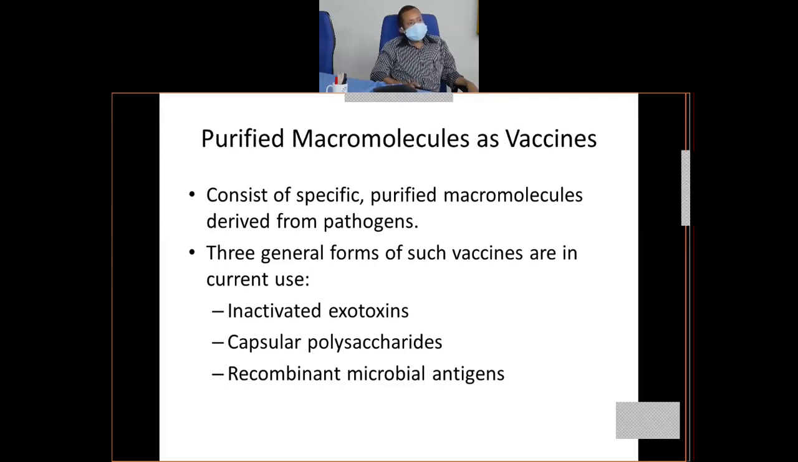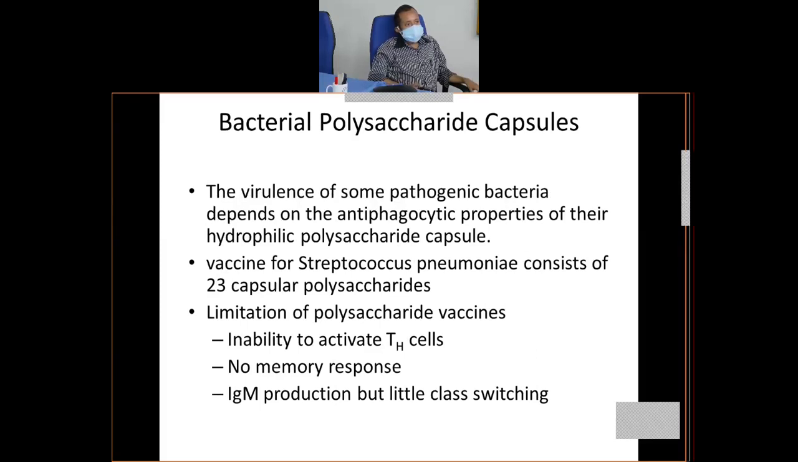Then the last one, purified macromolecules. In the live attenuated vaccines or killed vaccines, we are using the virus or pathogen as a whole. Here, we are not using the whole pathogen. We are using a part of the pathogen. So basically, it can be exotoxins, inactivated exotoxin, which we normally call toxoid, capsular polysaccharide, and finally the recombinant microbial antigens.